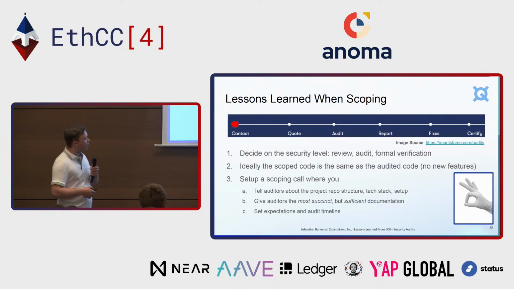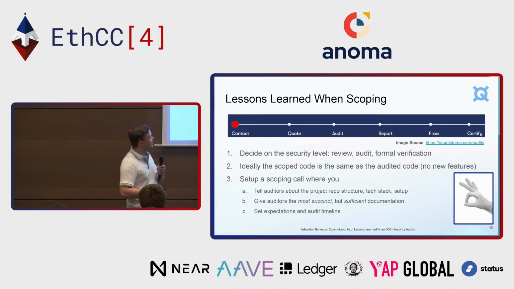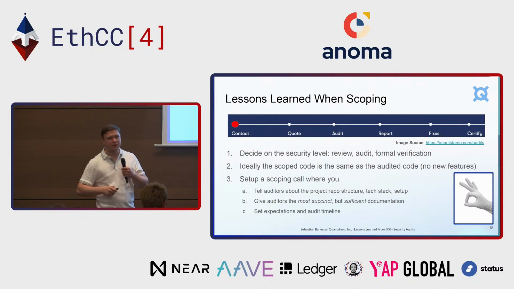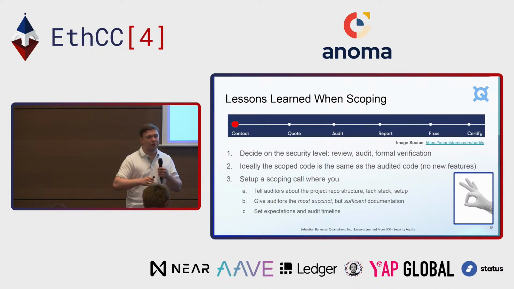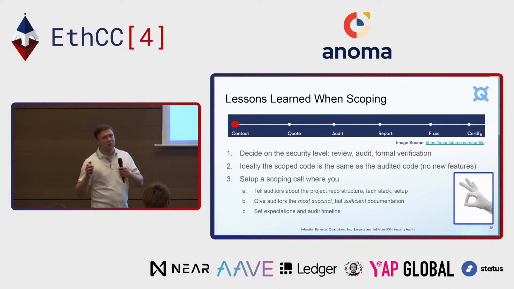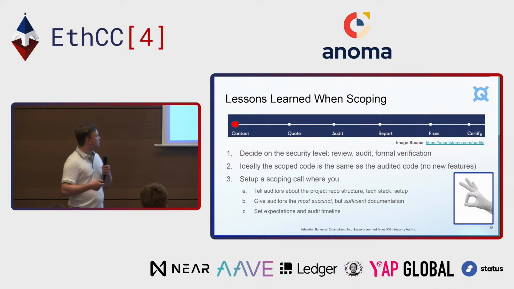You should also set up a scoping call, right? Where you tell the auditors, here's our tech stack, here's the repo structure, these files are most important. We're really afraid of those files because the developer was on vacation when he wrote them. Show them if you have a setup, right? If you have a test network, or it's deployed on a test network. Give them documentation, but don't overwhelm them, right? We had an audit where we were given like 100 white papers, and that was a bit too much.